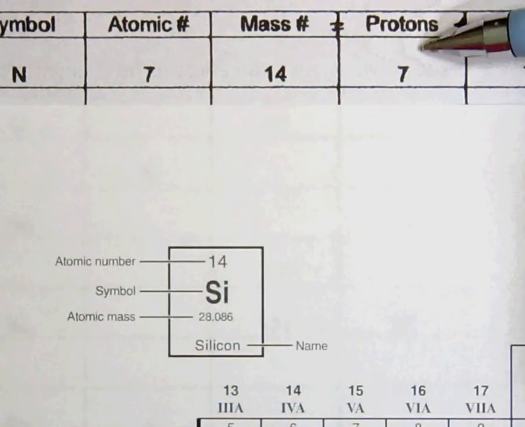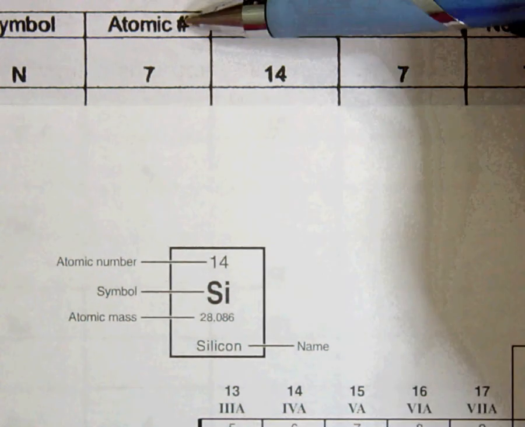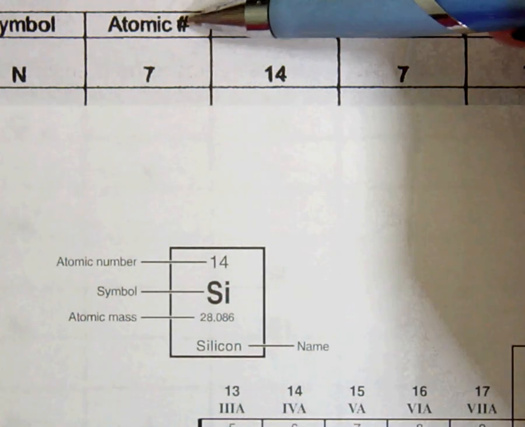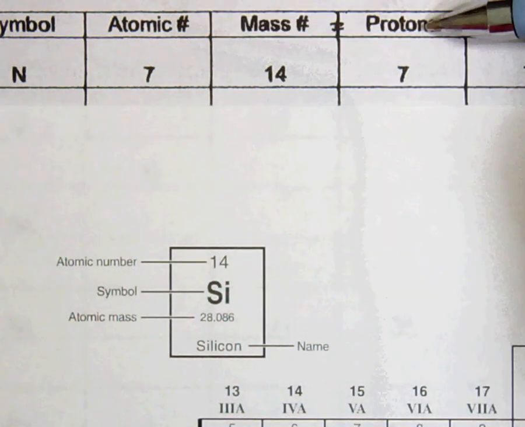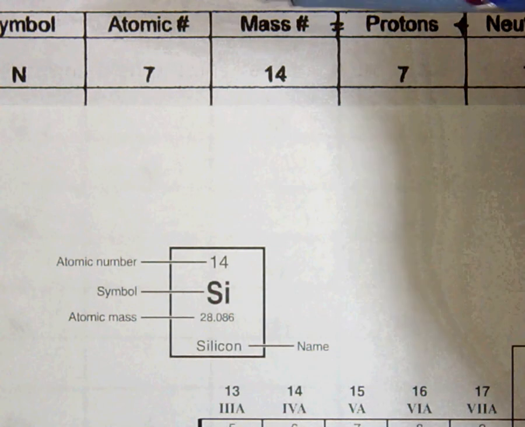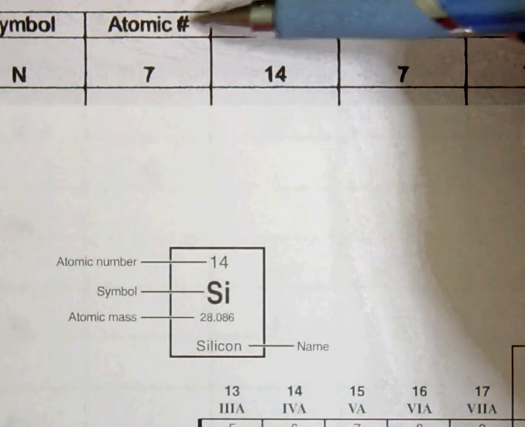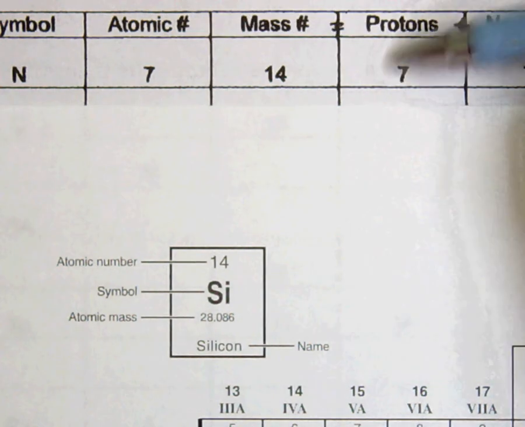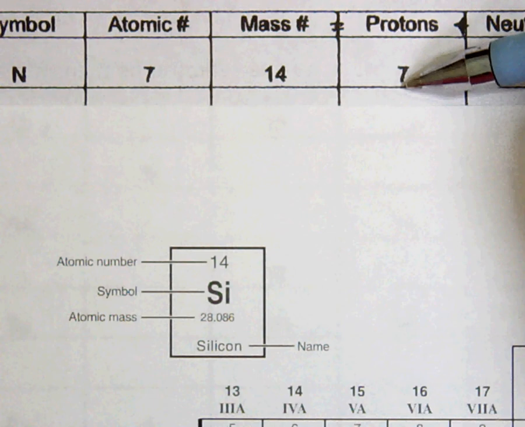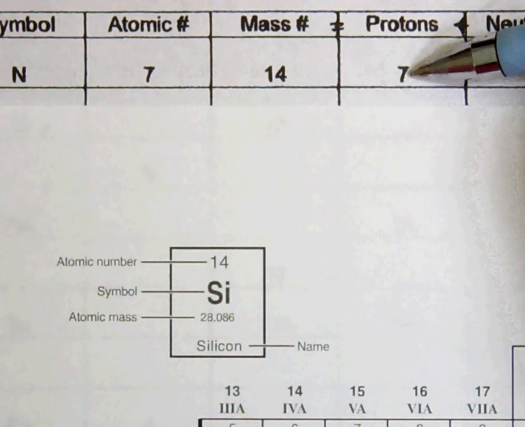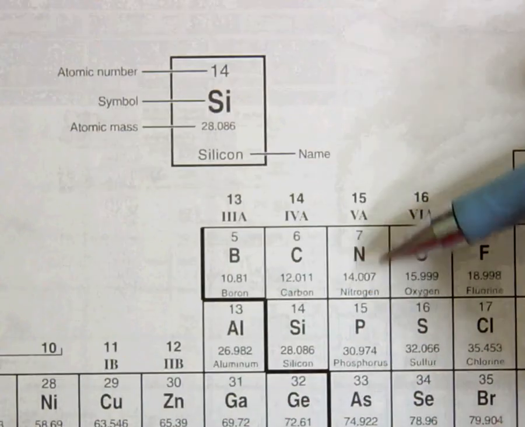The number of protons is the same as the atomic number. The atomic number always tells you the number of protons. I cannot stress this enough. The atomic number is always the number of protons. So if you know the number of protons, then you know what element you have, because all you have to do is look up the atomic number. 7 protons will always be nitrogen.